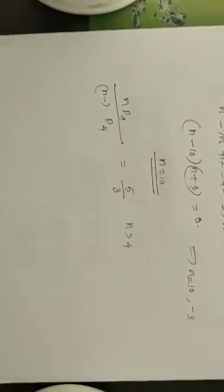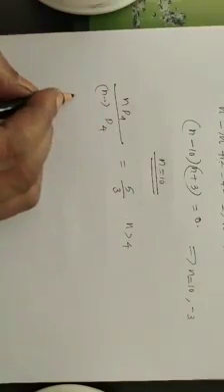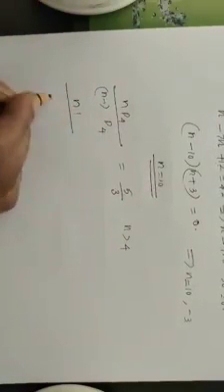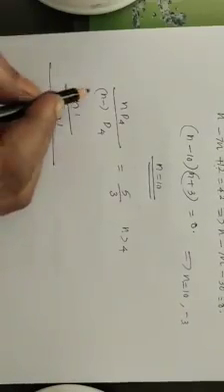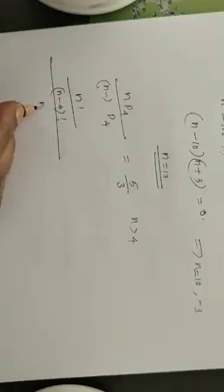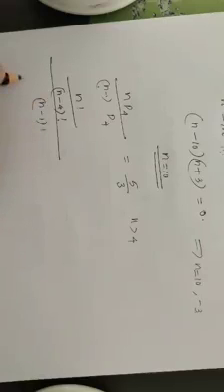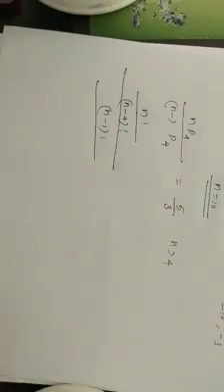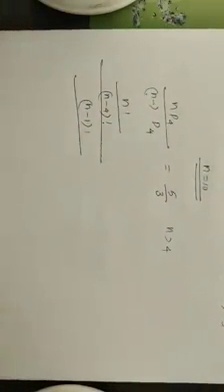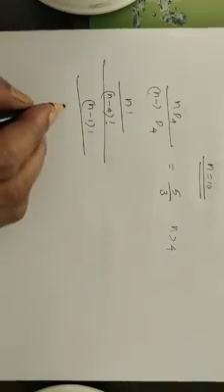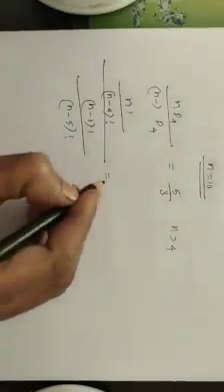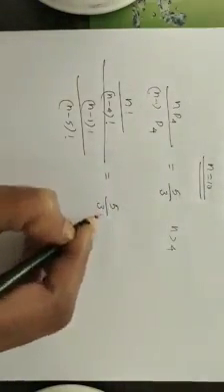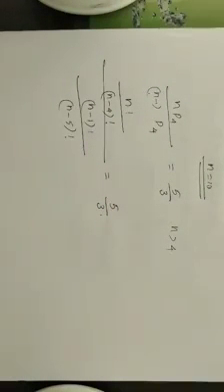We can use the formula. nP4 is n factorial by n minus 4 factorial, divided by n minus 1 P4, which means n minus 1 factorial by n minus 1 minus 4. What is n minus 1 minus 4? Yes, n minus 5 factorial, equal to 5 by 3.